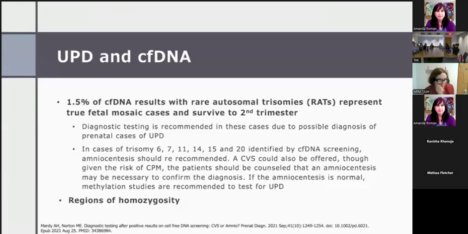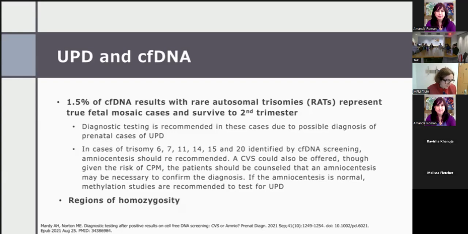So with the implementation of non-invasive prenatal testing, or NIPT, there is much conversation regarding the detection of uniparental disomy on the basis of next generation sequencing based analyses of fetal cell-free DNA and maternal cells. Often, uniparental disomy is seen in the setting of rare autosomal trisomies, also known as RATs, noted on cell-free DNA. What we find, though, is that 1.5% of cell-free DNA results with rare autosomal trisomies actually represent true fetal mosaic cases, and they do end up surviving to the 2nd trimester.